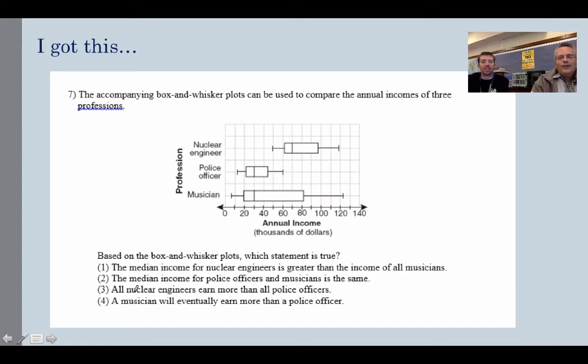All right, what do we got here? Okay, here we go. The accompanying box and whisker plots can be used to compare the annual incomes of 3 professions. Nuclear engineer, I have a friend who's one of those. Really? Police officer, and musician. I don't know any of those.